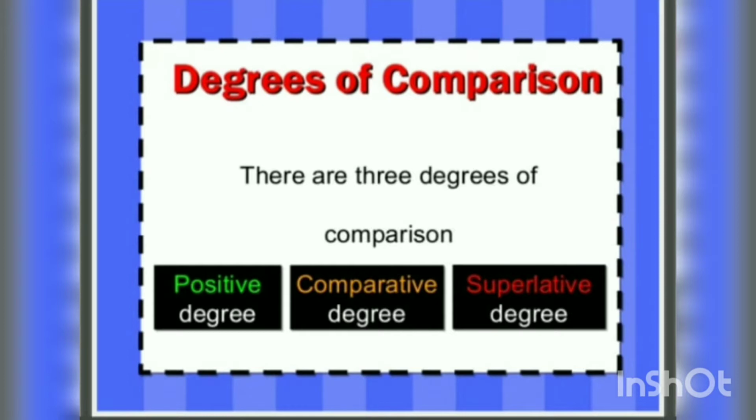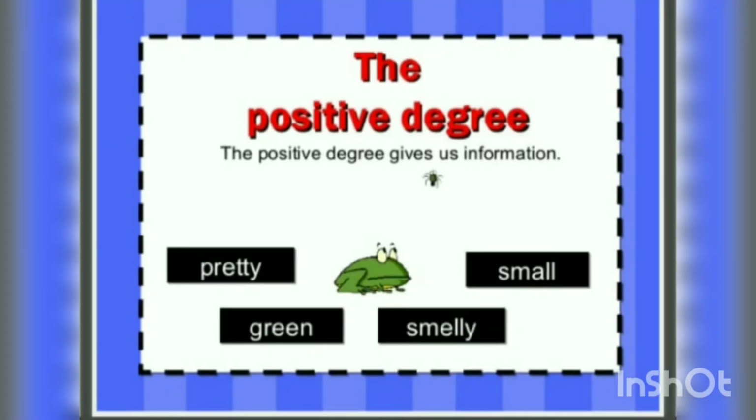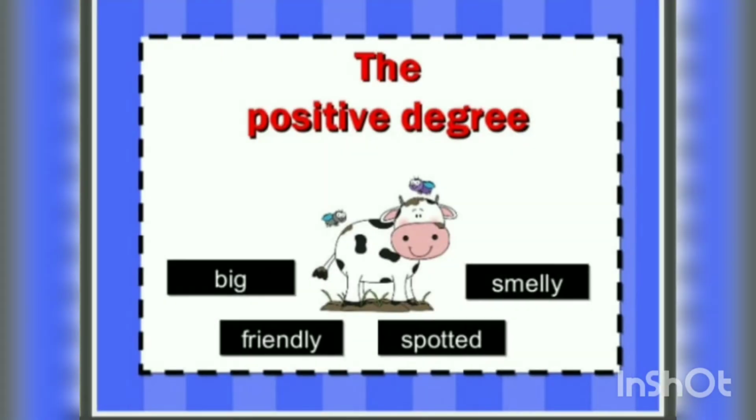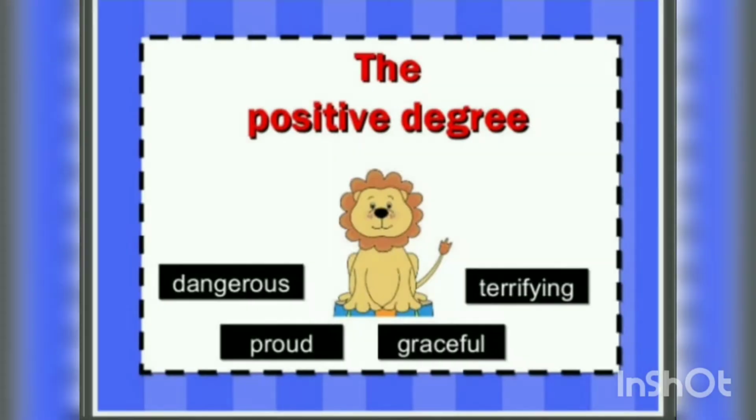Okay, there are 3 degrees of comparison. Positive degree, comparative degree, and what's the next one? Superlative degree. So now let's talk about the positive degree. The positive degree gives us information. Pretty, green, smelly, small. This is all in positive degree. Big, friendly, spotted, smelly. Once again, the positive degree: dangerous, proud, graceful, terrifying.